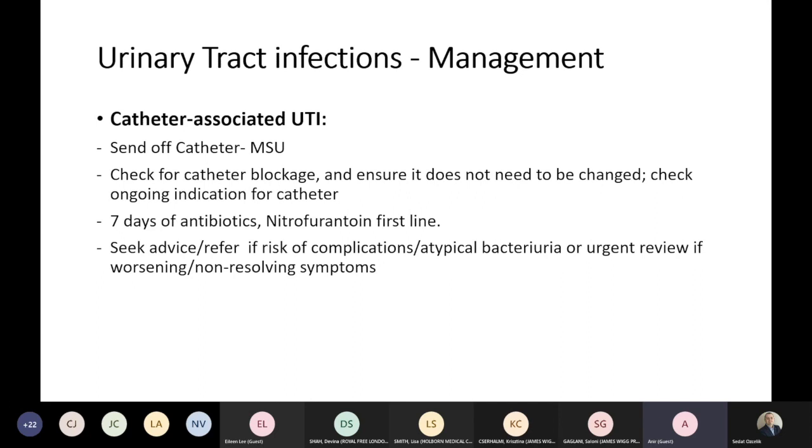Now, if a patient's catheter-associated UTI is not improving, or they're getting any atypical bacteria cultured in the urine, or there are worsening symptoms, we may want to get some specialist advice from the urology team.